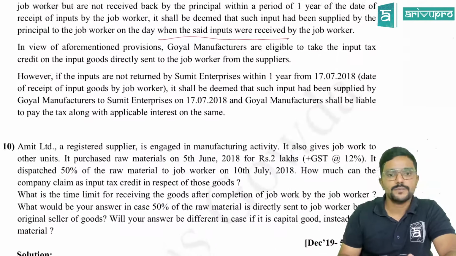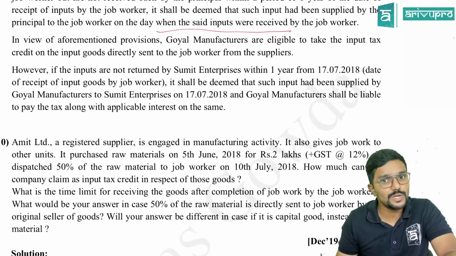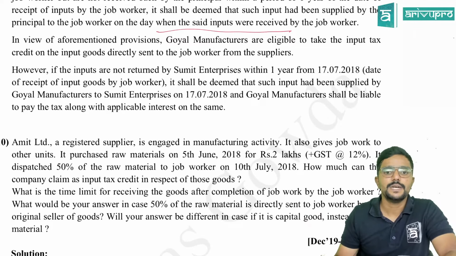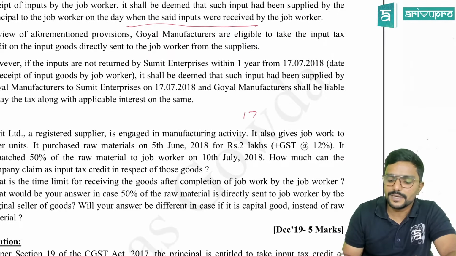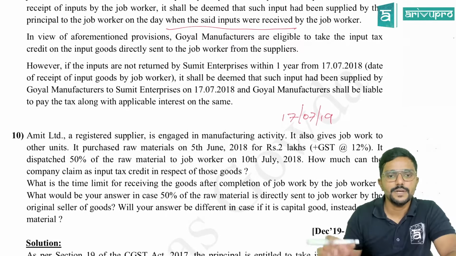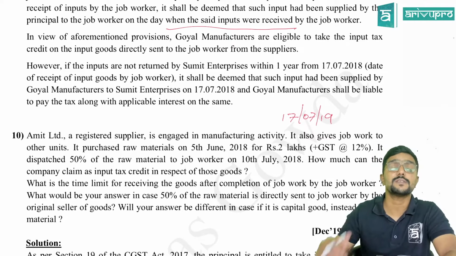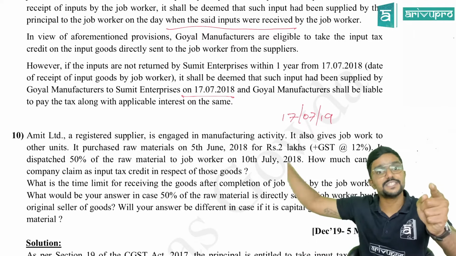Next. However, if the inputs are not returned by Sumit Enterprises within 1 year from 17th July 2018, that is the date of receipt of input goods by the job worker, it shall be deemed that, means it has to be returned back within 1 year from 17th July, at least by 17th July 2019. It shall be deemed that such inputs had been supplied by Goyal Manufacturers to Sumit Enterprises. On what day? Deemed supply will be on the date on which he has received the goods. That is 17th July 2018, not 19.